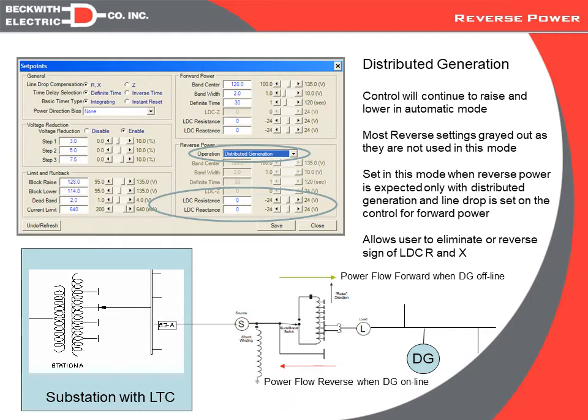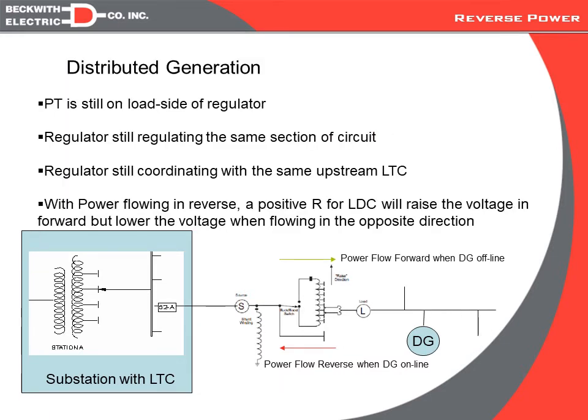So the reason for DG mode is if we're going to see reverse power due to distributed generation only, and we're using R, we know that we need to either not use it in the reverse mode or we need to flip the sign on it, because if we do neither and we leave it in place, instead of raising the voltage as the load goes up, it's actually going to cause the regulator to want to lower the voltage as the load goes up. So that's what our DG mode would look like.